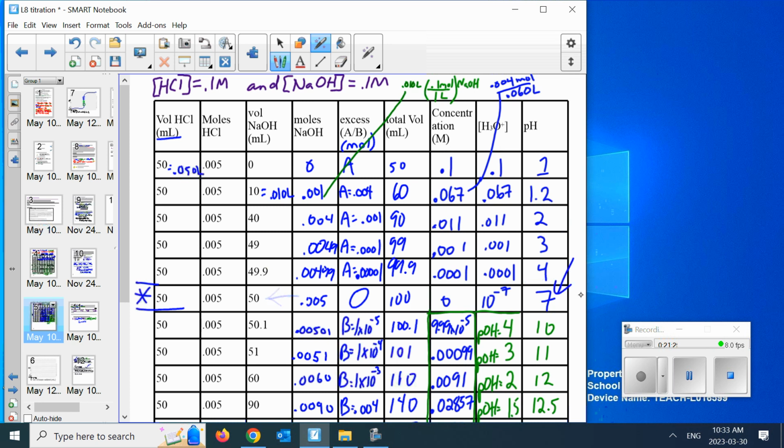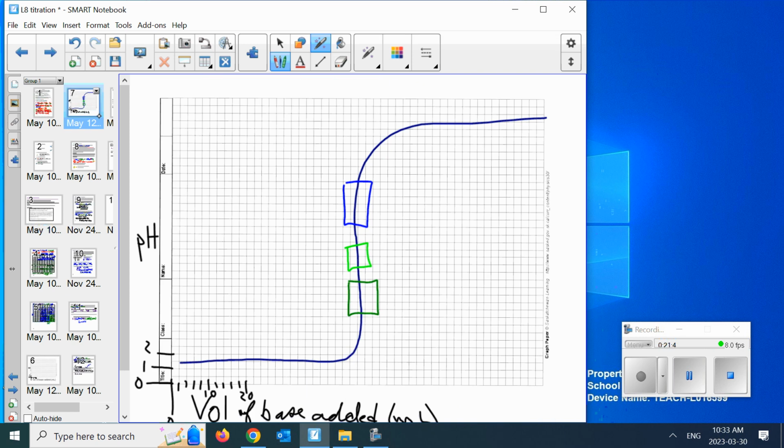And then another drop of base, and it jumps to 10. Now it's in the base region. You guys see? There's a huge jump right around the neutral equivalence point. And when you graph it, this is really what the graph looks like. It stays pretty flat all the way to 40 mL before you have a real change. It climbs slightly, but very slowly. Then it skyrockets within a few drops.